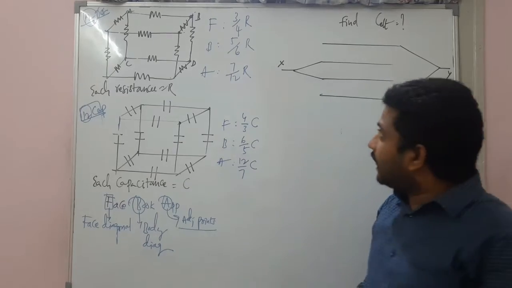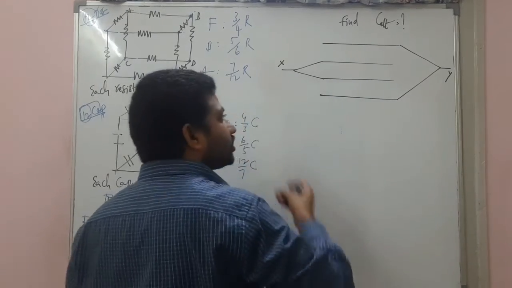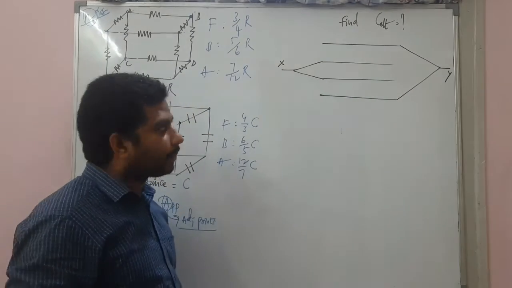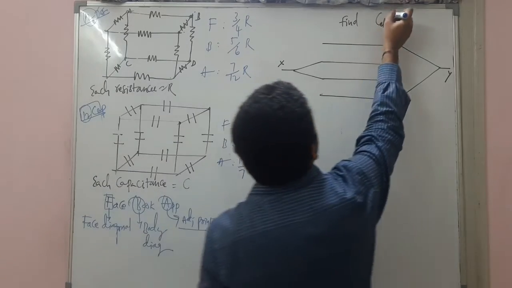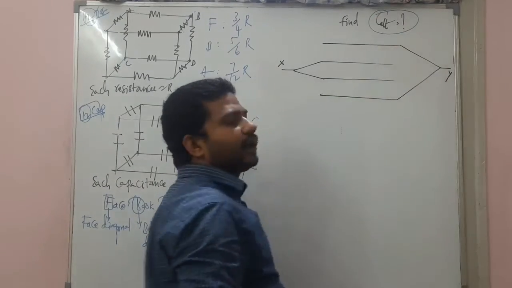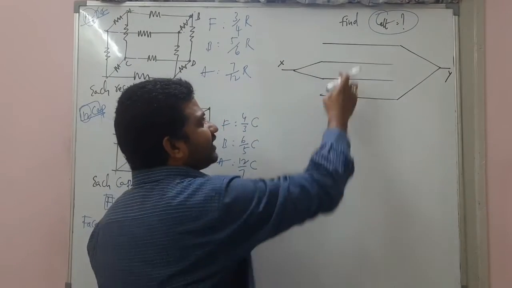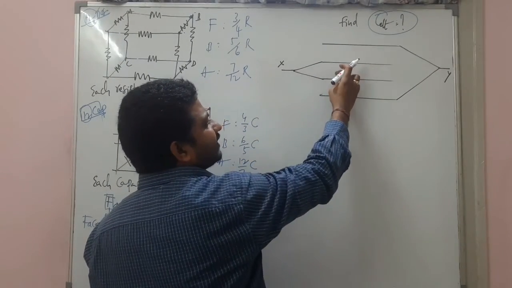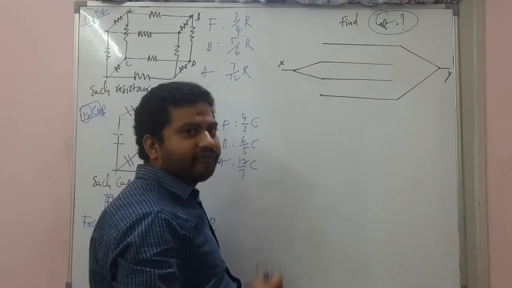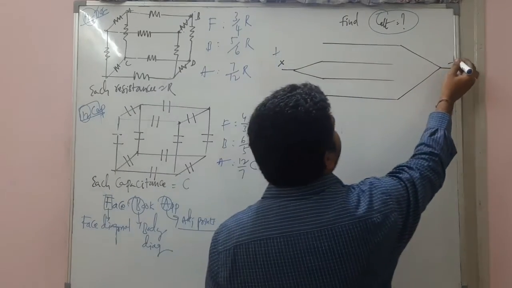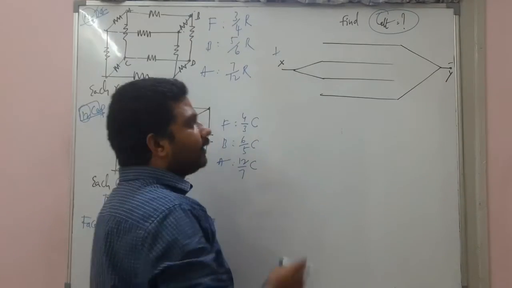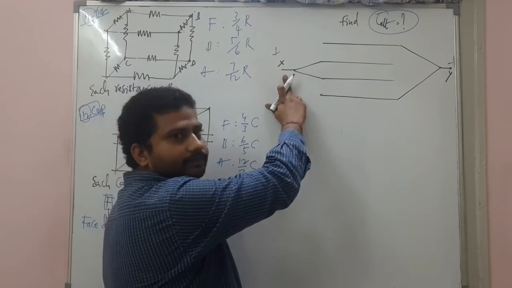And the last question, have a look at it. The last question: effective C value, effective capacitance. This is one plate, this is another plate, this is another plate. They are asking for the effective value. Imagine this is the positive terminal and this is the negative terminal.